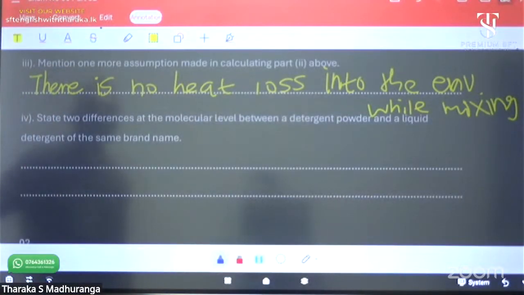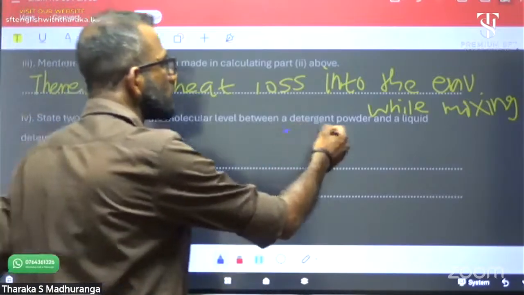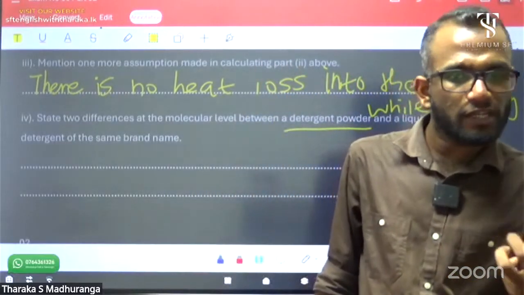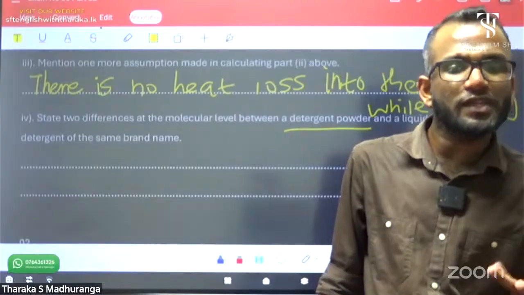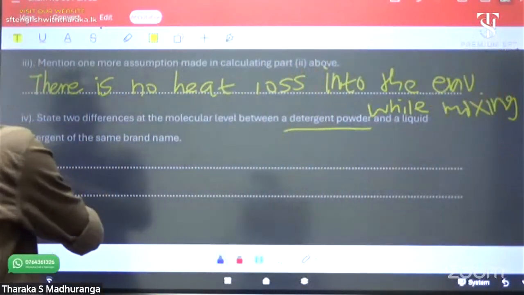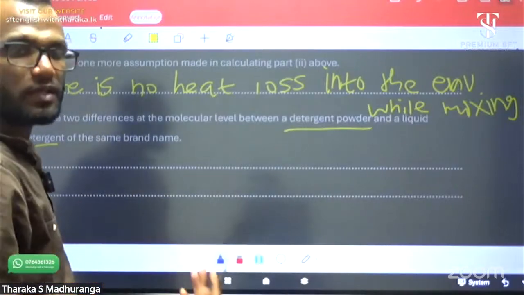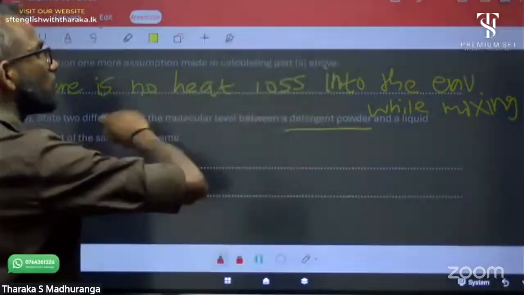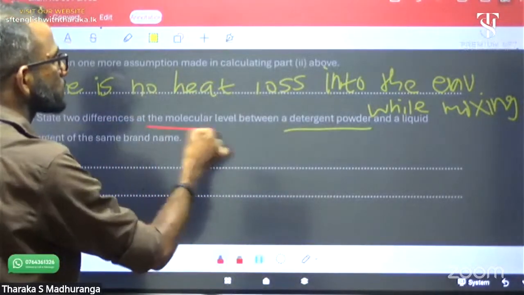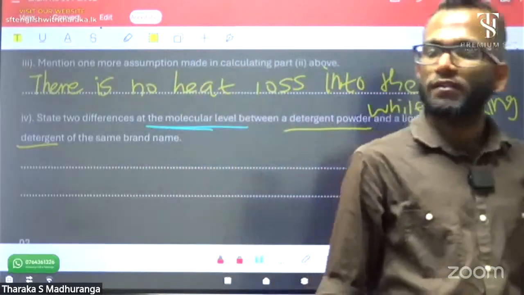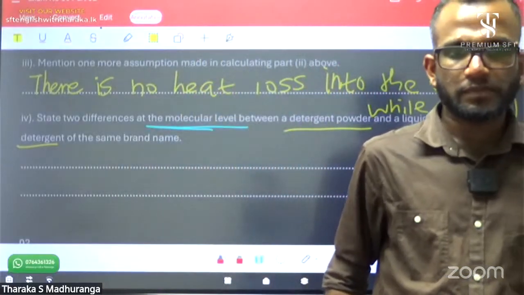State two differences at the molecular level between detergent powder. Actually, they are not asking about detergent powder. Detergent powder means solid reactant, right? And the liquid detergent means liquid state. Okay, what are the changes? What are the molecular level changes? In molecular level, what are the changes?